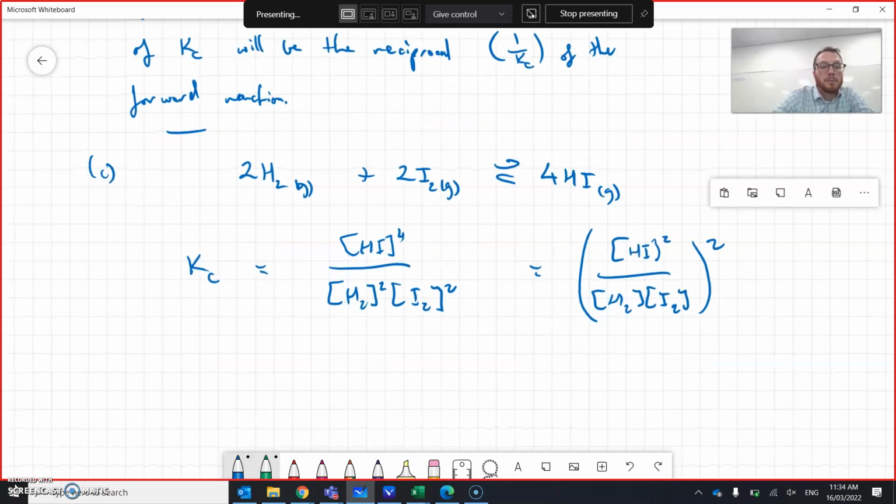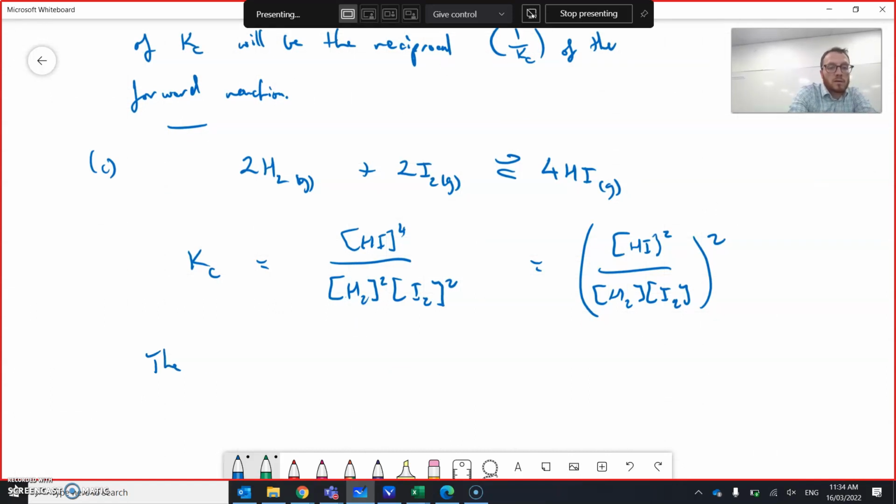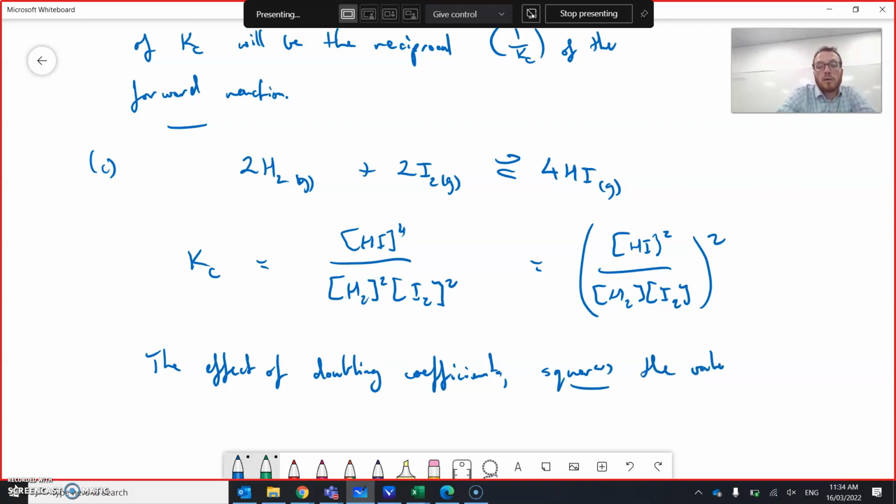So the effect of doubling the coefficients squares the value of Kc. How would you simplify that? You can't divide it by 2. It's not a coefficient. It's to the power of. The only way to get rid of that is doing what? Well, yeah, but that's not what I'm trying to highlight.